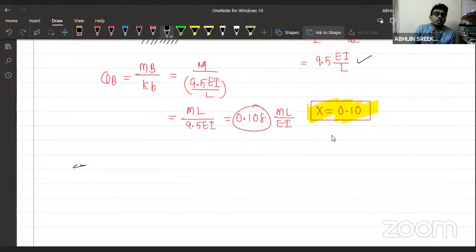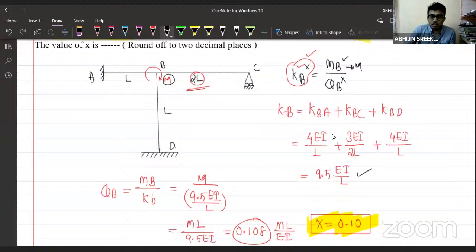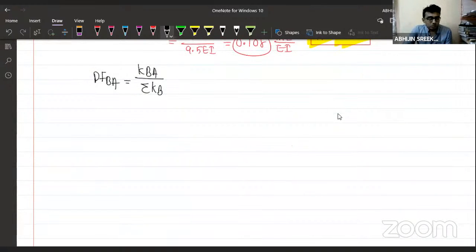How to calculate the distribution factor for the member BA? KBA, the stiffness of the member BA, divided by the stiffness of the joint. This is how we will be calculating the distribution factor for the member. KBA is known to us, 4EI by L. Total is known to us, 9.5EI divided by L. 4 by 9.5 will be the distribution factor. So such kind of questions are also possible.